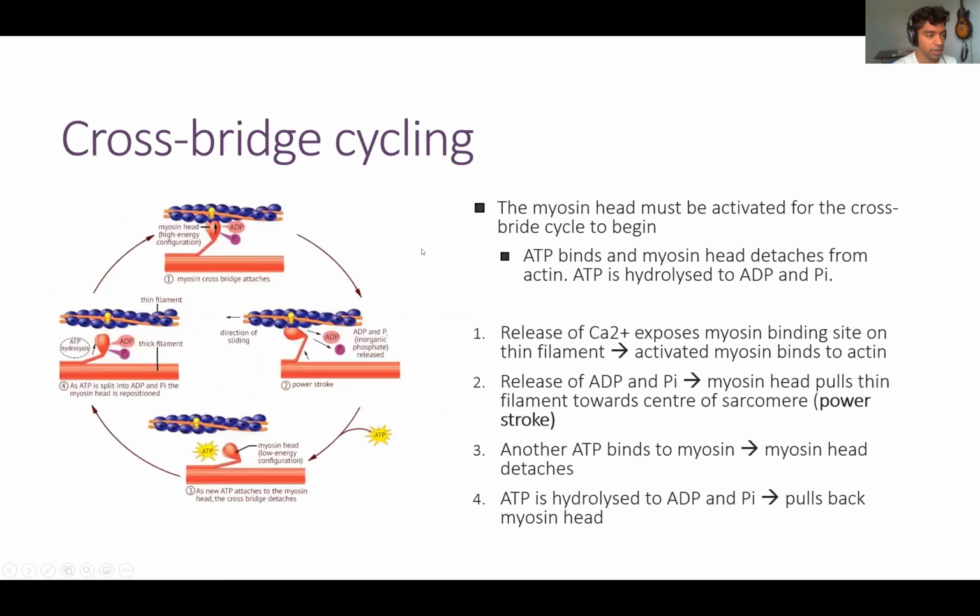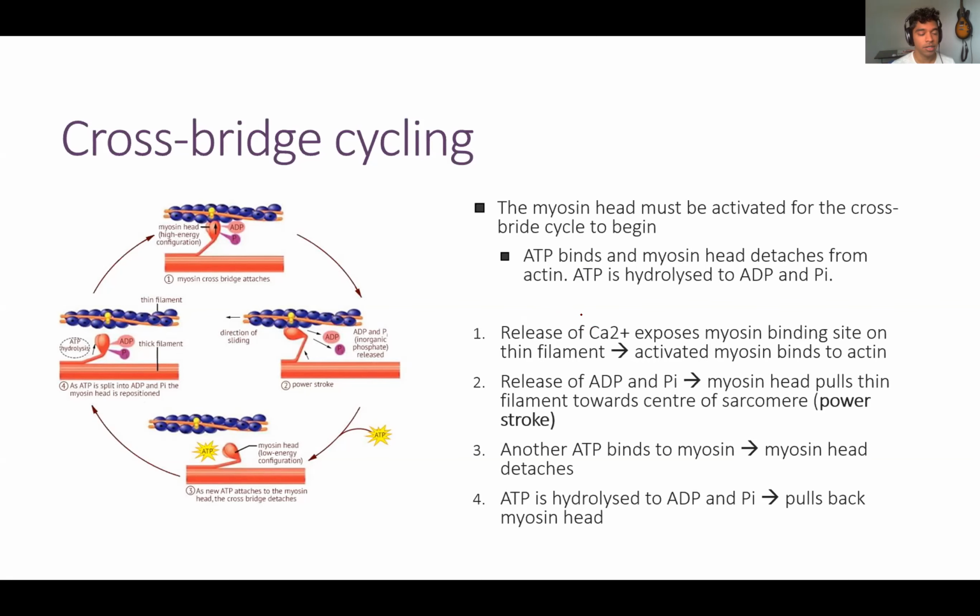So cross-bridge cycling, this is a difficult concept, so I'll try and explain it to the best of my ability. Basically, in order to get it started, we need ATP. So that's why when people die, their muscles get very rigid, because ATP allows the myosin to detach from the actin. So ATP attaches to the myosin head, detaches it from the actin, and that kind of relaxes the muscle. And then ATP is hydrolyzed to ADP and Pi.